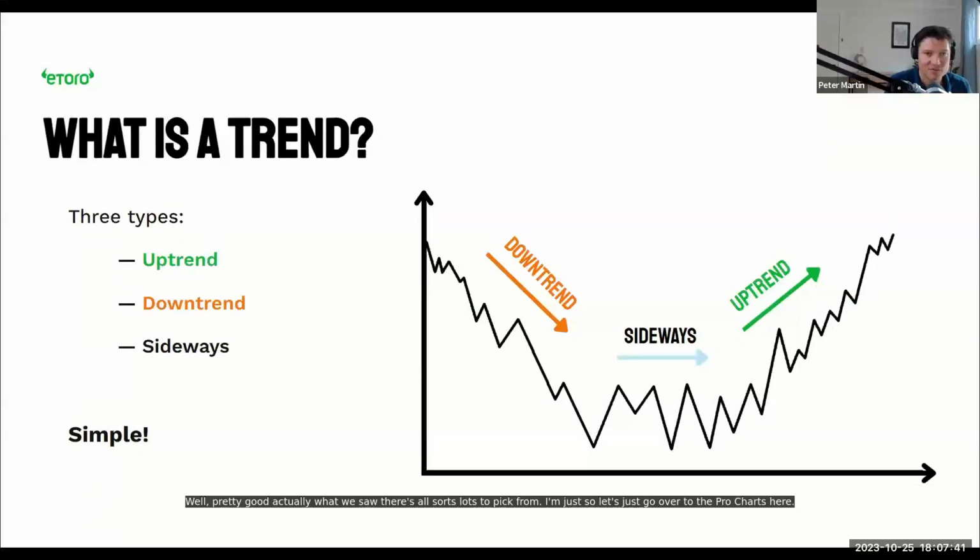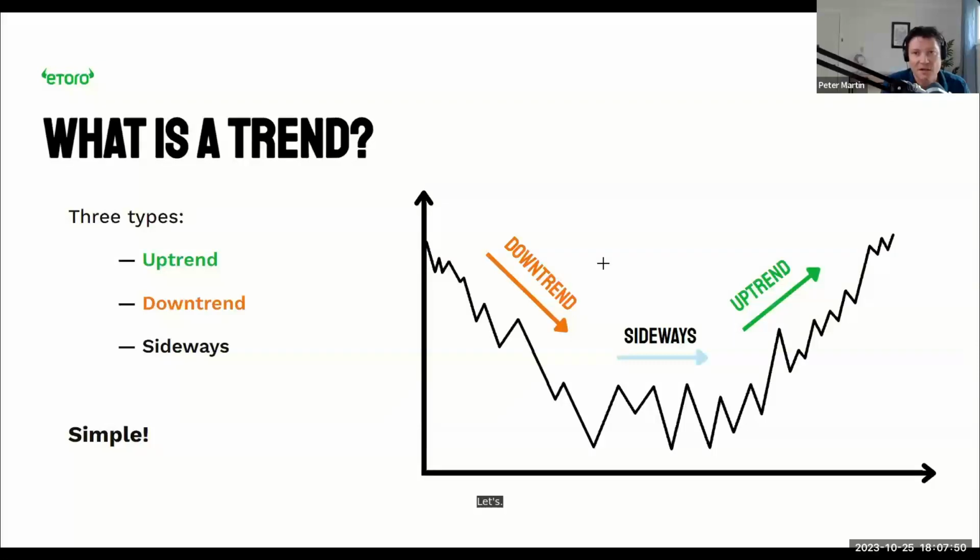So let's just go over to the pro charts here. So this is in eToro's platform, pro charts, and let me just have a look at here. Let's have a look. Someone said GBP USD, so I'm going to put that in.